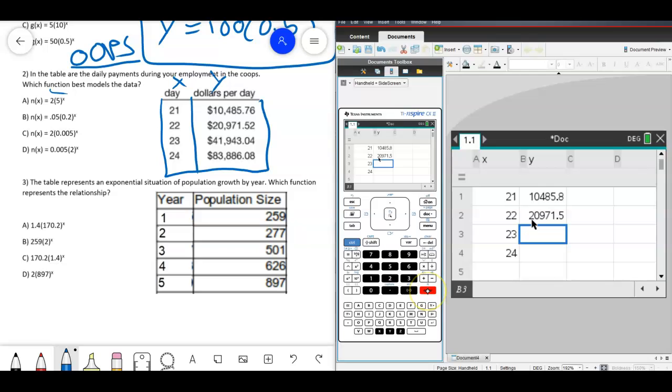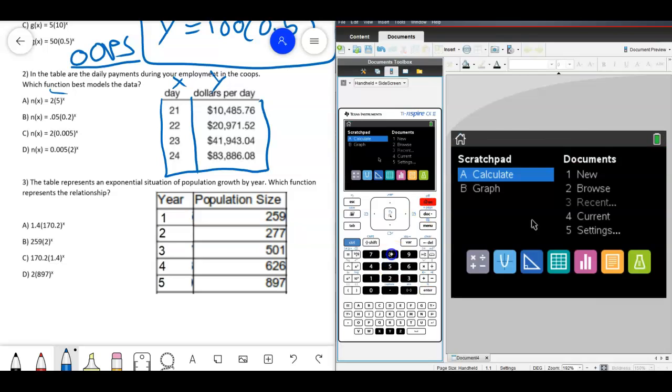2971.52, 41,943.04, 83,886.08. And again, since all our answer choices are exponential, we're talking about exponential stuff.